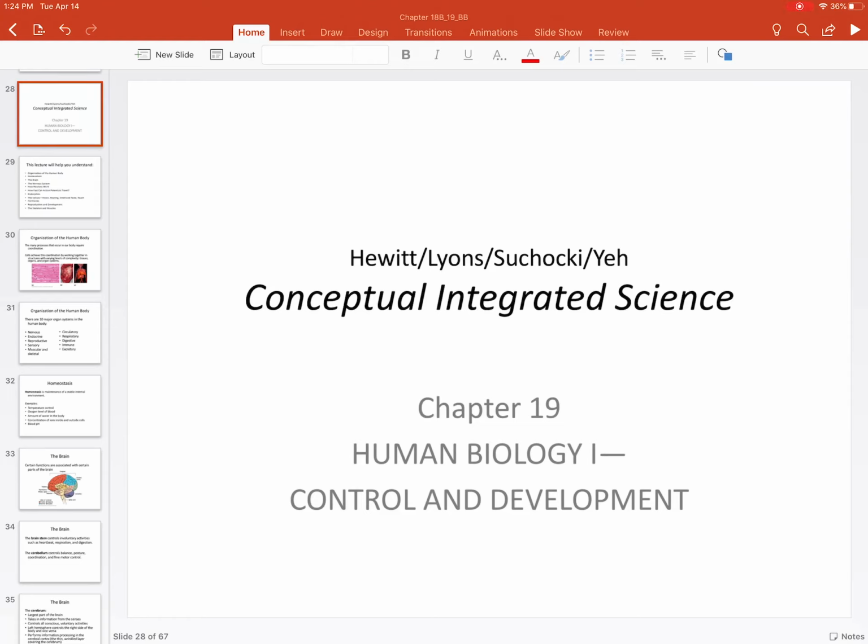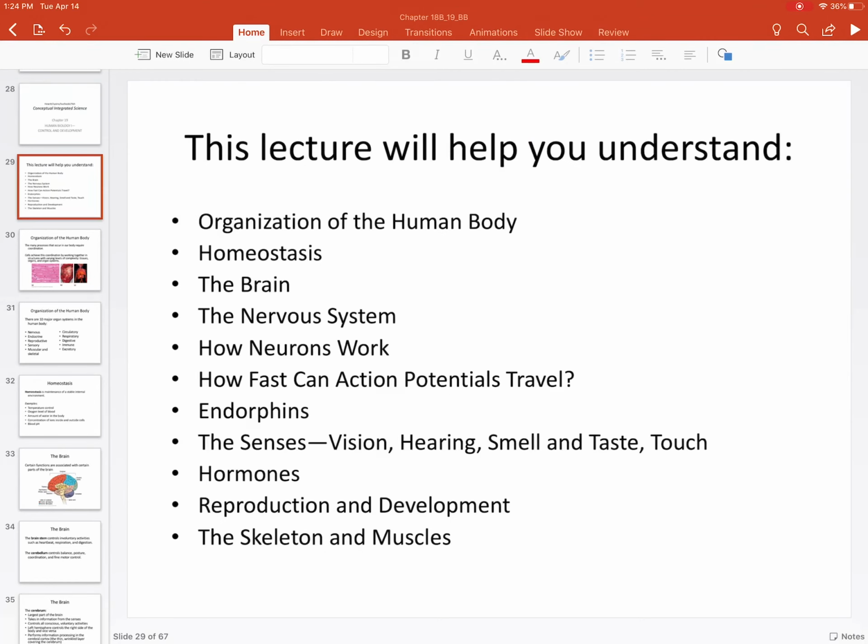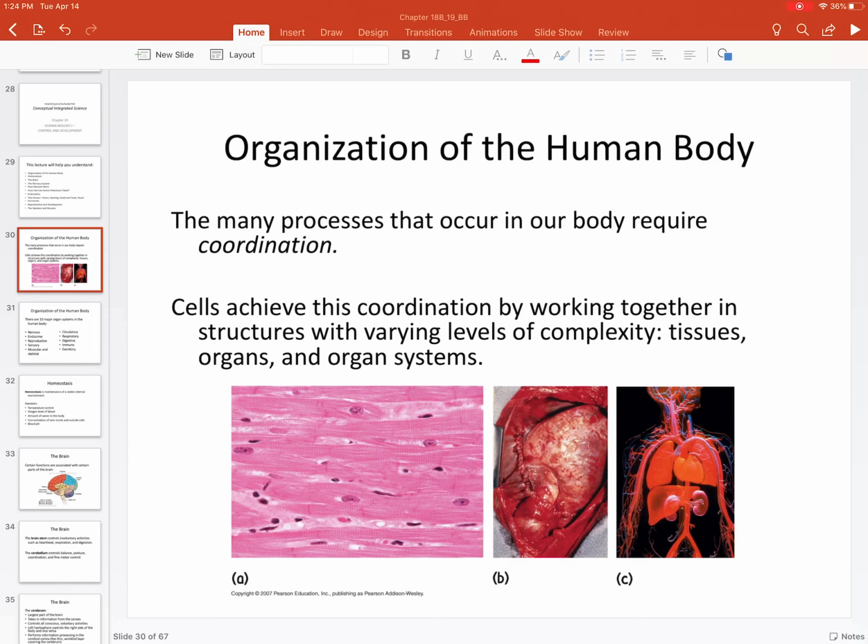So we're going to talk about human biology, control, and development. And the things that we're going to see are how the body's organized, what homeostasis is, the brain, the nervous system, how neurons work, action potentials, endorphins, your senses, your hormones, reproduction, development, skeleton, and muscles. And so it's going to just be kind of a brief overview, not very specific about any of these things, I would say. So kind of a superficial understanding.